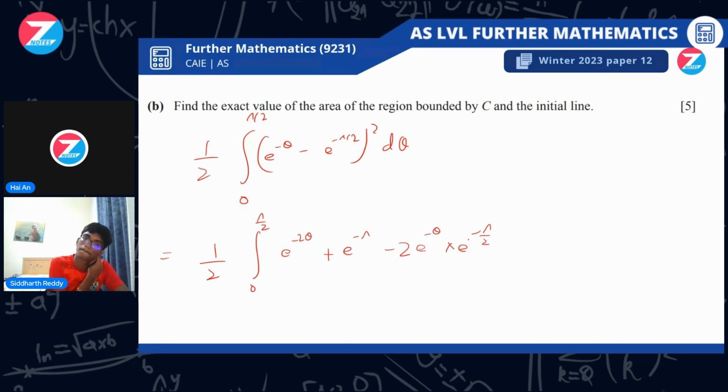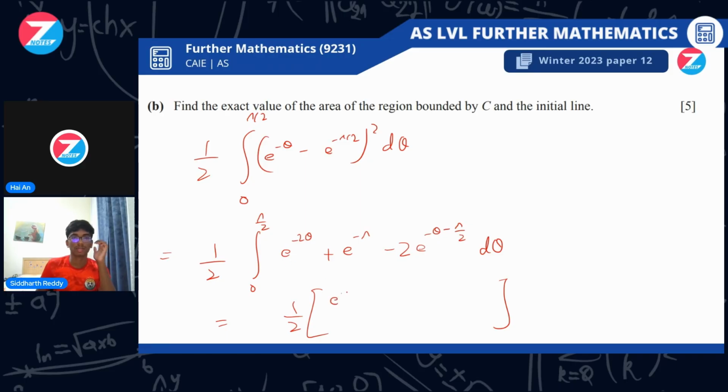Okay, what's this going to be? This is going to be 2 e to the minus pi by 2, e to the minus theta minus pi by 2. So we can split this up into some bigger integrals, a smaller integral, so this becomes half times. Or we can just directly do it, it's not that difficult.